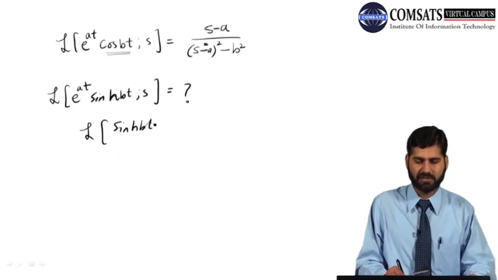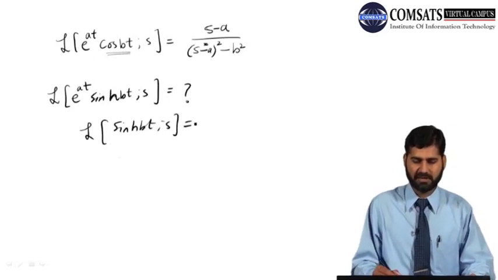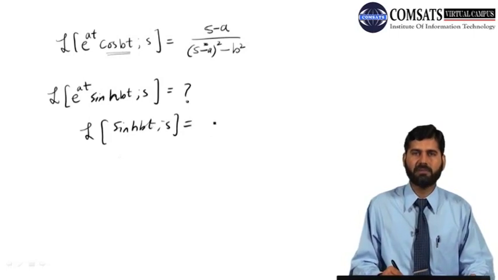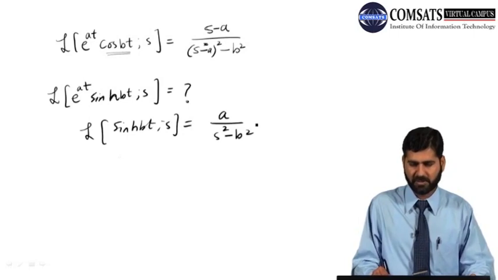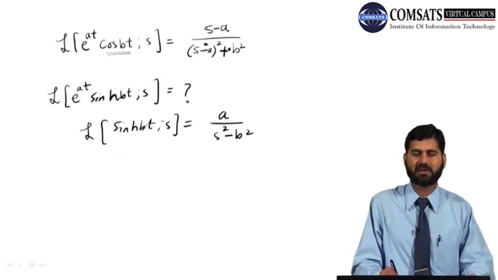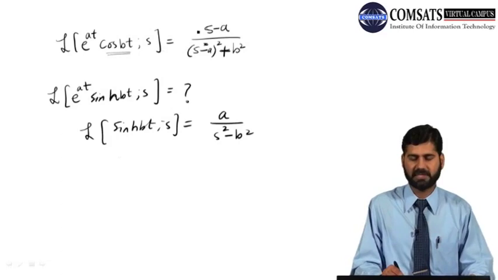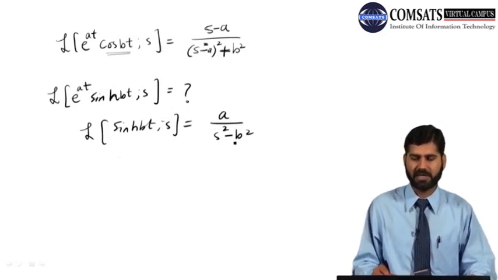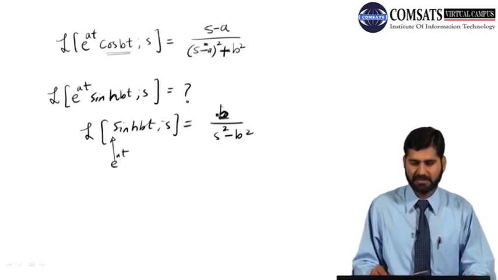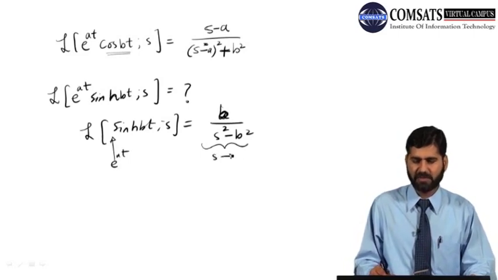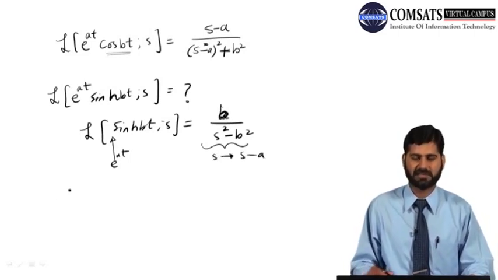If you have not understood it completely, then what this means is that sinh(bt) has a Laplace transform of b over s squared minus b squared. I think this was plus. The Laplace transform of cosine is s over s squared plus b squared, but hyperbolic has s squared minus b squared. Now, by multiplying with e to the at, you shift this: you replace s by s minus a. That's the only thing.